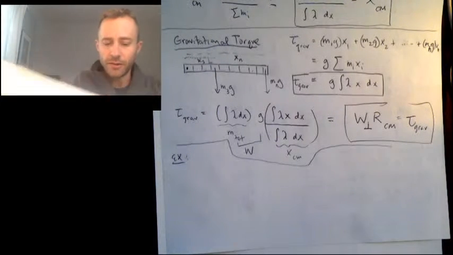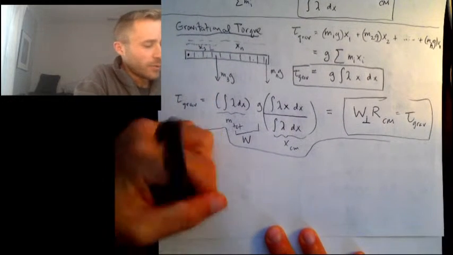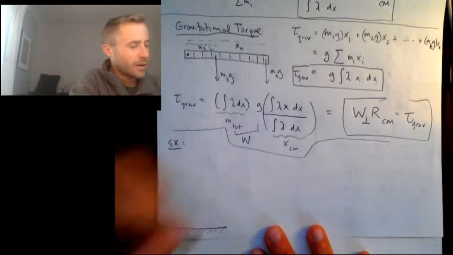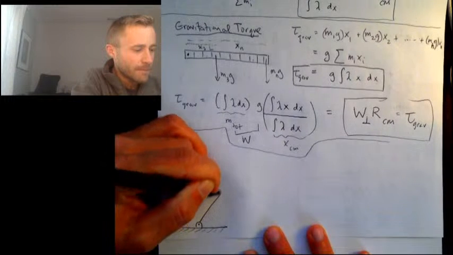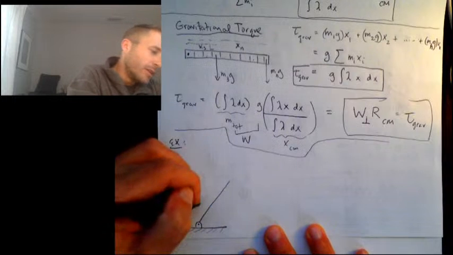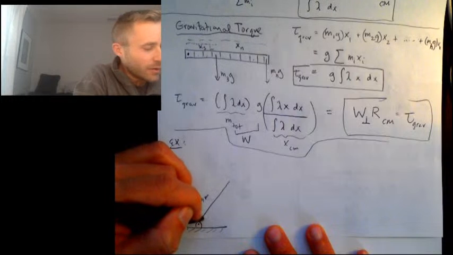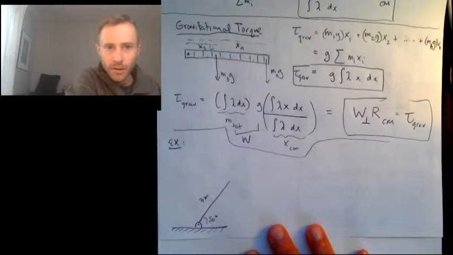I wrote a good example down last period. What if we have a beam, and the beam is pinned at its lowest point, like so. The beam is 3 meters long, and it is making an angle of 50 degrees with the horizontal.